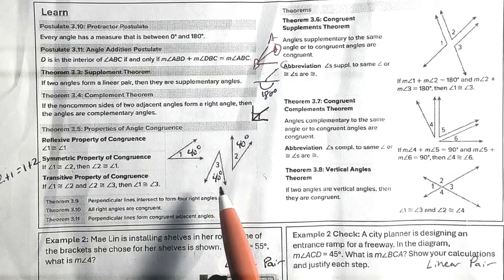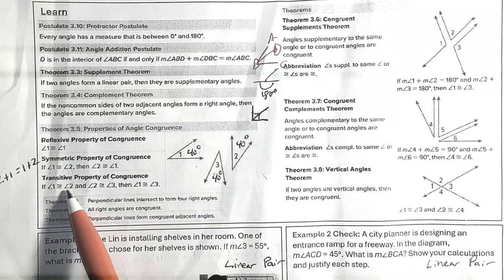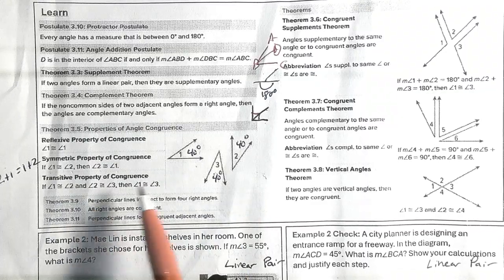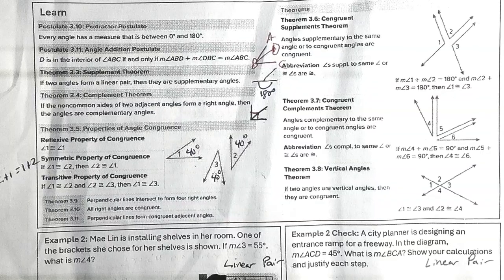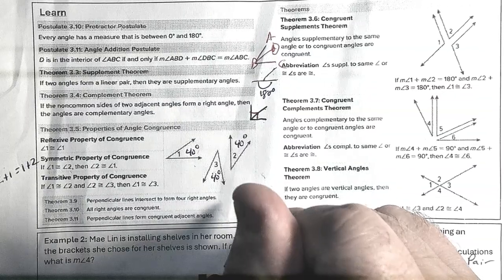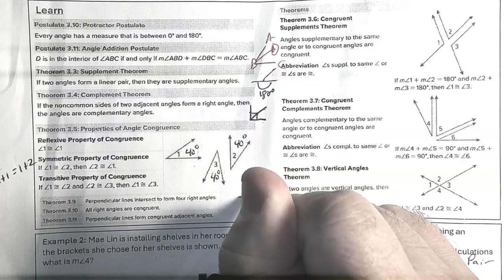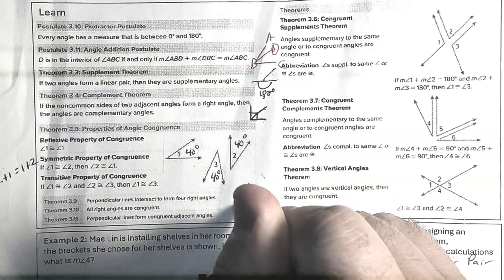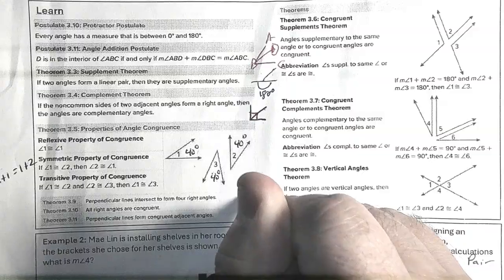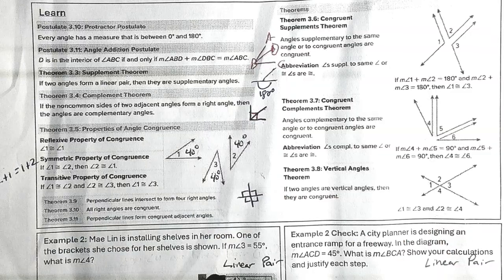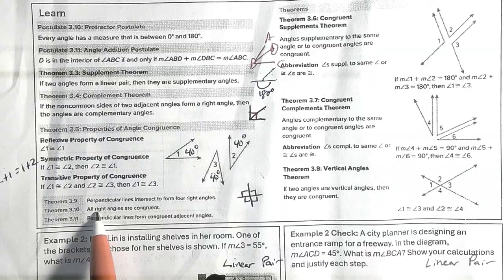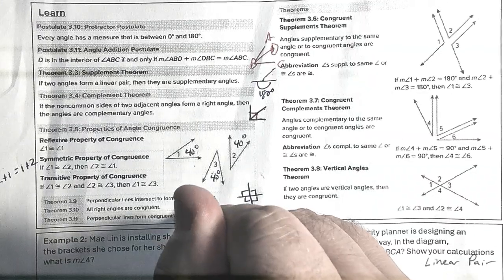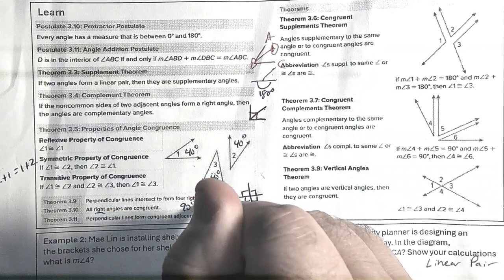So either way, all three of these are congruent, then 1 to 2, 2 to 3, then 1 to 3. All right, below, theorem 3.9, perpendicular lines intersect to form 4 right angles. So if lines are perpendicular, if one side's 90, the other side's 90, they all 4 have to be. All right angles are congruent. Well, in order to be right, it has to be 90 degrees. And 90 equals 90, right?